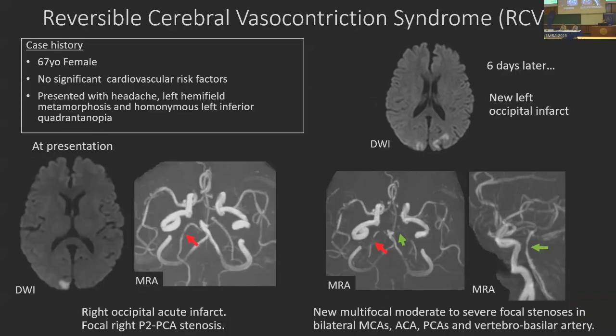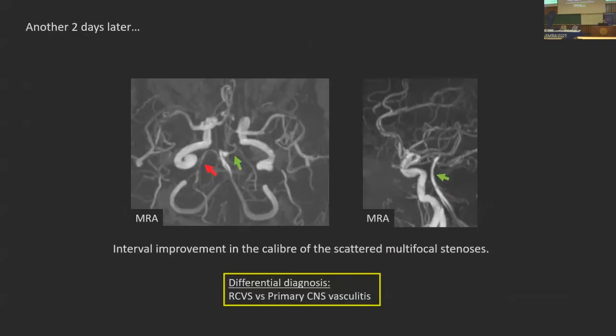This patient presented to us with a very interesting history. No significant cardiovascular risk factors. Initially had a right occipital lobe infarct. MRA shows stenosis of the right PCA. 6 days later, there were new infarcts, and MRA shows new multifocal stenosis in both the anterior and posterior circulation. 2 days later, some of the vessels showed improvement in the caliber.